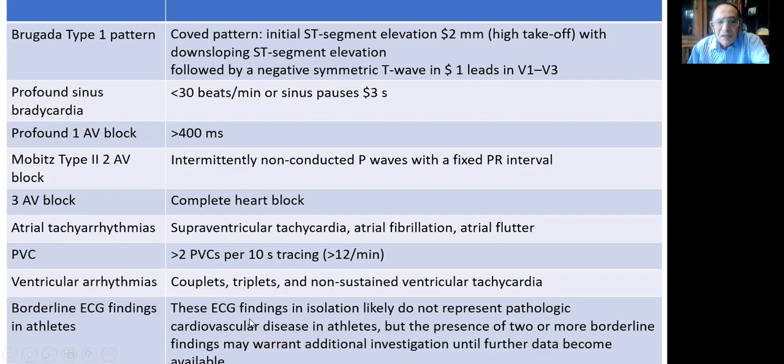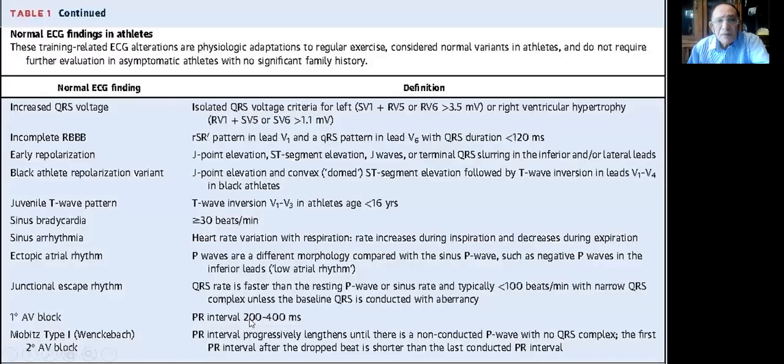Borderline ECG findings in athletes. Some findings you can say abnormal but not pathological. The ECG findings may be increased QRS voltage, incomplete right bundle, early repolarization, the rise of the J point with ST segment elevation. Black athletes especially have early repolarization and T wave inversion from V1 to V3 and V4. Juvenile pattern below 16 years accepted T wave inversion from V1 to V3.